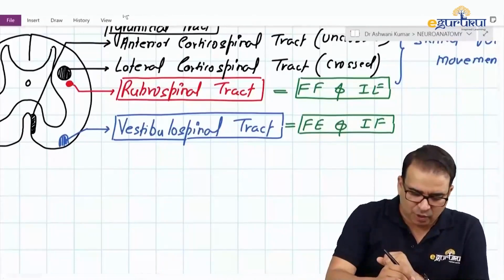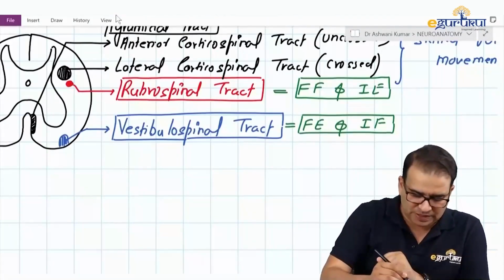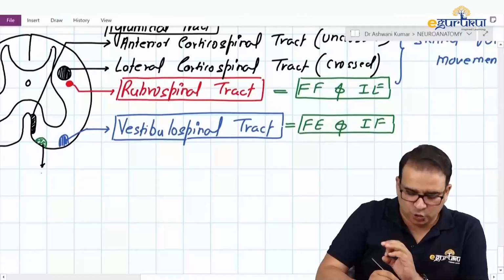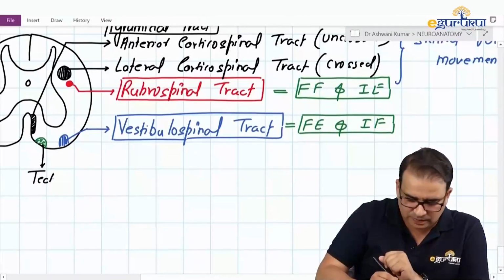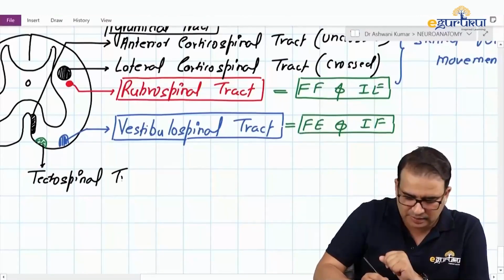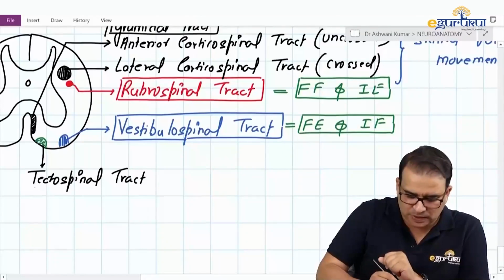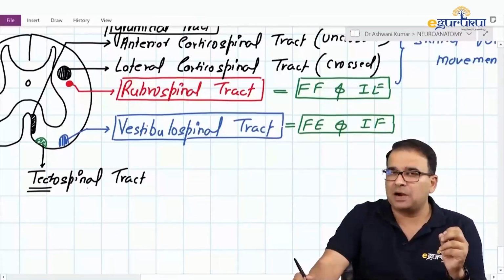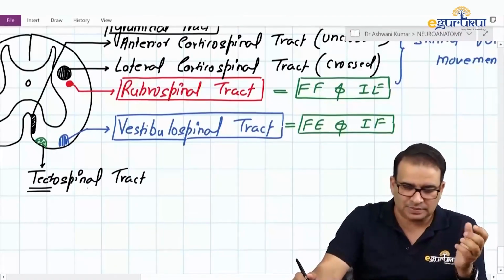Apart from that, another important tract that you should know, which is present in between the anterior corticospinal and vestibulospinal tract, guys, here somewhere in the anterior funiculus only. This tract is called the tectospinal tract. I'll tell you more about this. So when you say the word tectospinal, look at the word tecto. Tecto word came from tectum, and tectum is a part of midbrain.